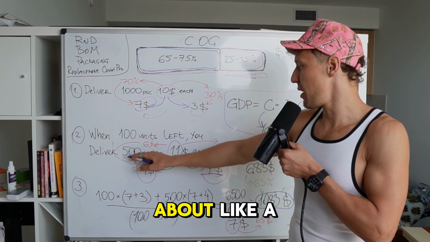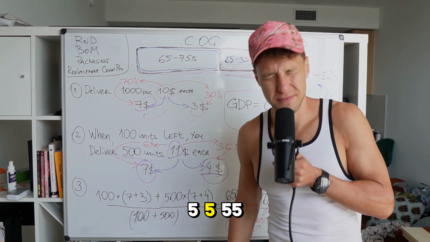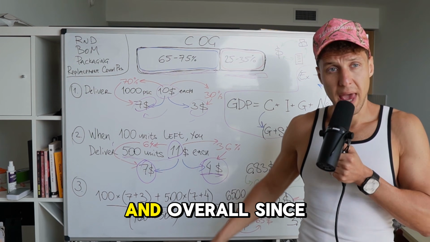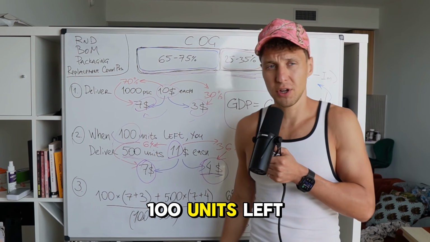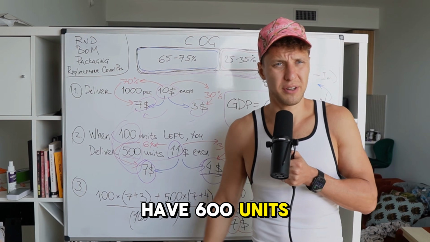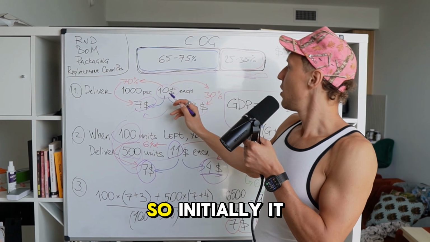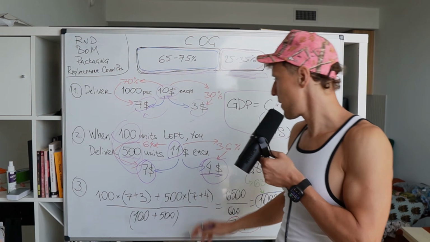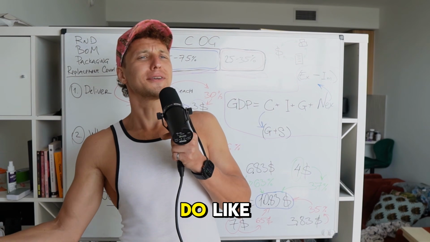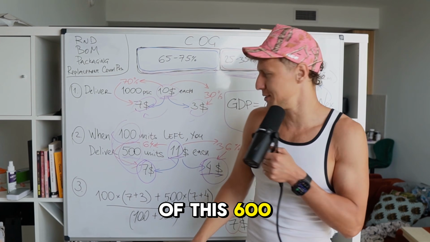So you invest about 5,500 in the new inventory, right? And overall, since you had like 100 units left, you would have 600 units. Initially it was $10, then it was $11. How does accounting work, right? What would you do? What's the cost of these 600 units?